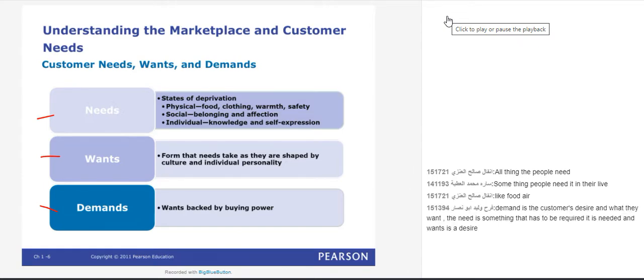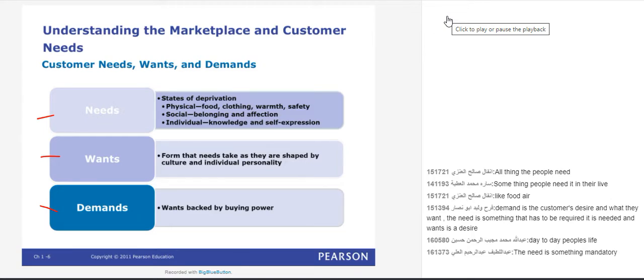Yes, in fact, this is a very good example. Demand is a customer desire and what they want. So demand is the want, Farah. You defined demand with want, and these are two different concepts. The need is something that is required, it's needed, and a want is a desire. Okay, let's differentiate. You have some concepts clear in your head and some are not.